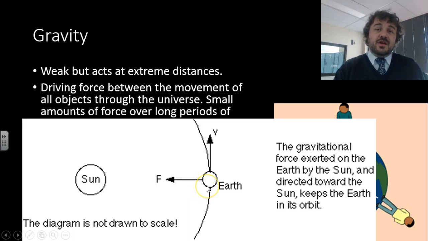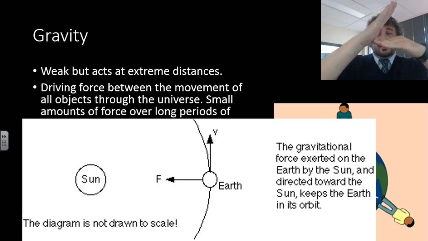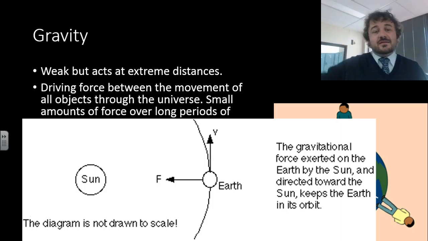But the Earth is moving so fast past the Sun that its velocity is heading in one direction. It's got a force pulling it this way, and that means it combines. So those combine to give you that, and that's why it goes around the Sun in an orbit. The Moon does the same thing for Earth.